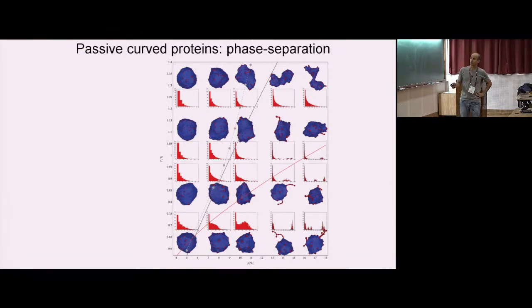So when the temperature is high and the density is low, you basically have a very dilute gas of these curved proteins on the membrane, and you see that the size distribution of these aggregates is peaked at 1. So basically you have many individual ones and few pairs, even fewer triplets, and so on and so forth.